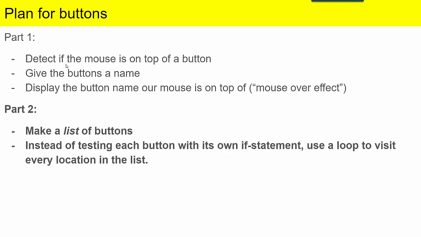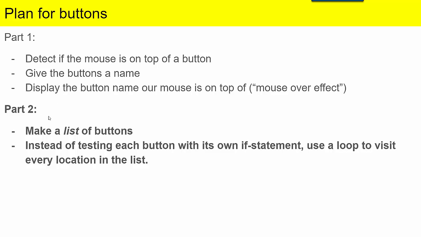just talk about how do you do the collision detection? How do you tell if a mouse is inside a box? And then we'll give the buttons names, and we'll practice getting the right name for whichever button your mouse is hovering over. And that's all just using objects, but no array list.